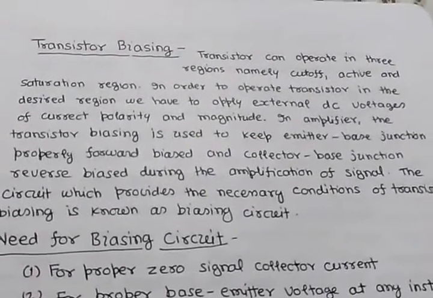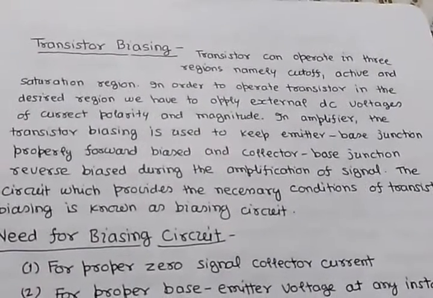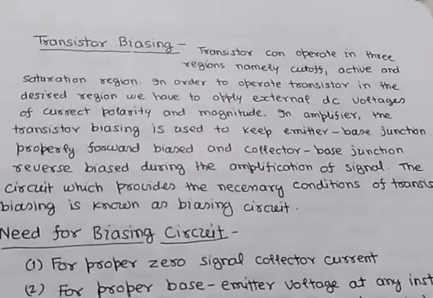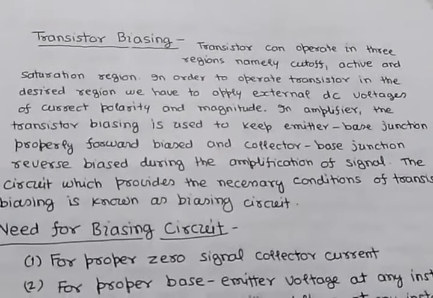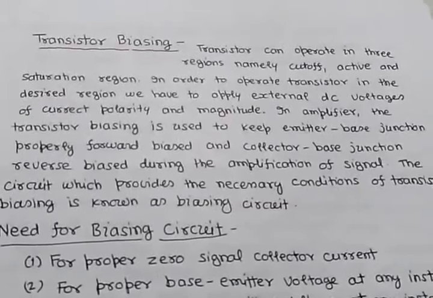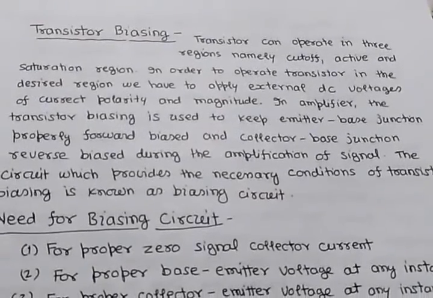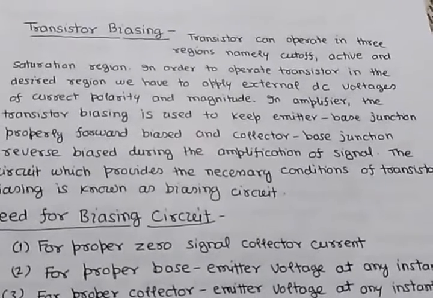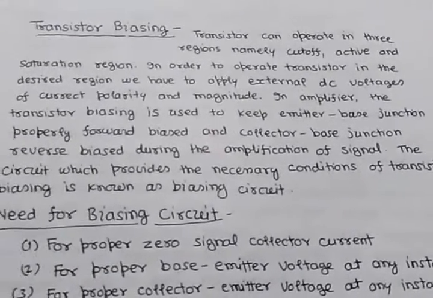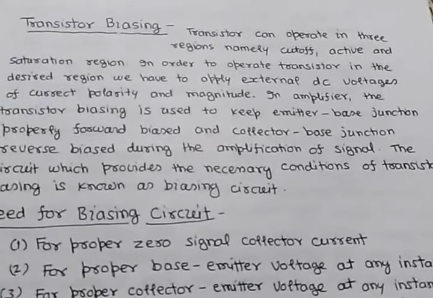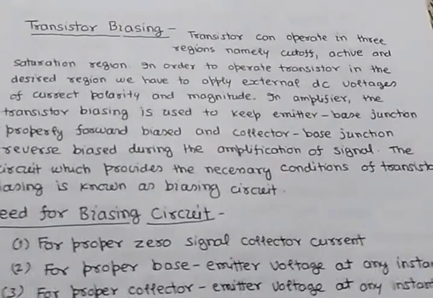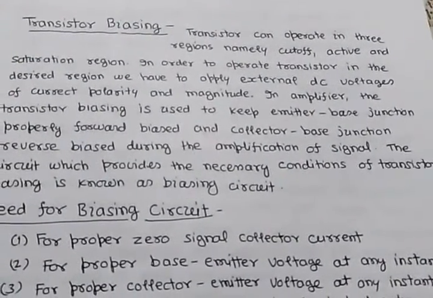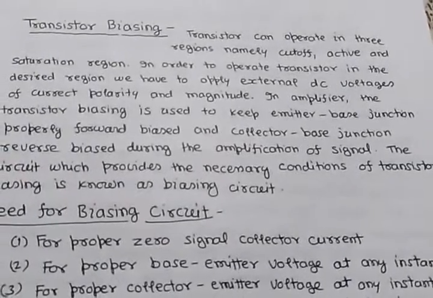When a transistor works as an amplifier, it should work in the active region. When a transistor works as a switch, then for a closed switch it should work in the saturation region, and for an open switch it should work in the cutoff region.